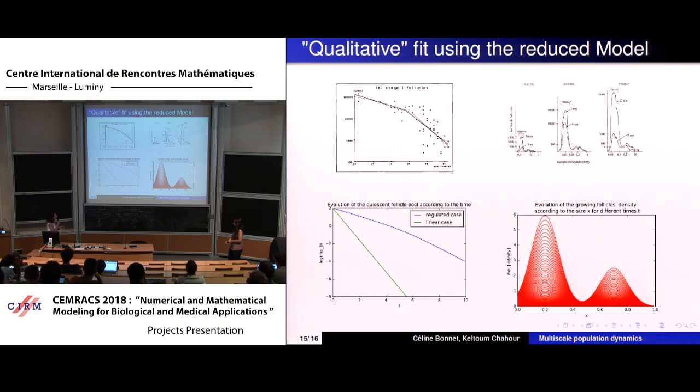We have this profile with two bumps given here at different times, and we can see that when we get to some important ages, we have the diminution of the number and density of the population till we get to the exhaustion of the pool. And here we have the curve on the point 0 for the quiescent follicle that is reproducing the same behavior as the curve given here in biological data.